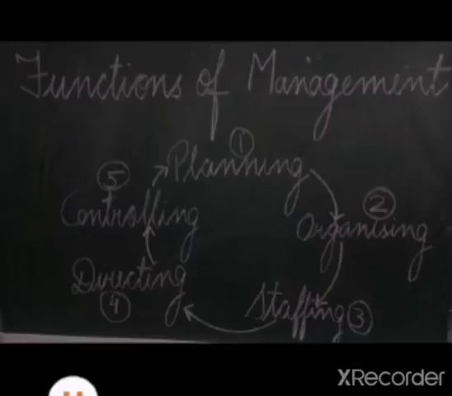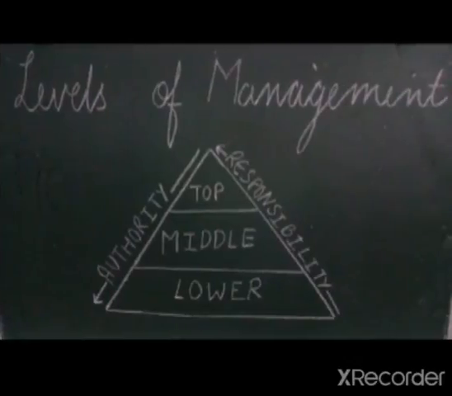Now, the next topic is levels of management. Levels of management, you can see in the picture, there are basically 3 levels of management: top level, middle level, and lower level. You can also see that the direction of the authority is downward. That means authority always flows downwards. Orders and instructions always flow in a downward direction.